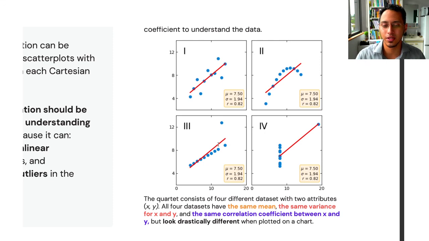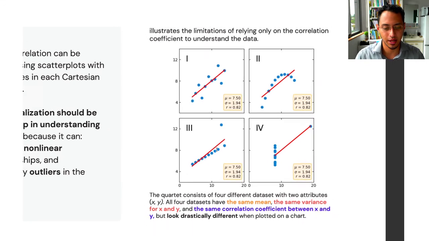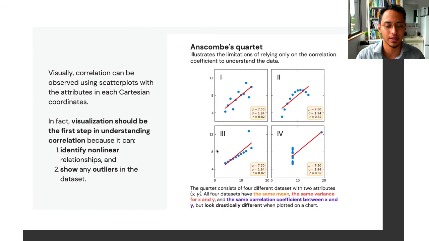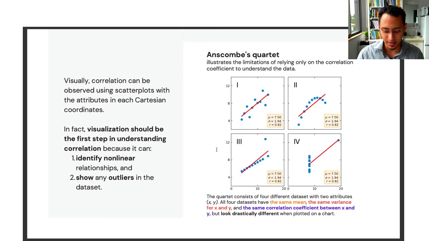So again, visualization should come first before you decide a lot of different things with mean, variance, and correlation. So in the next part, we will talk about visualization, so stay tuned.